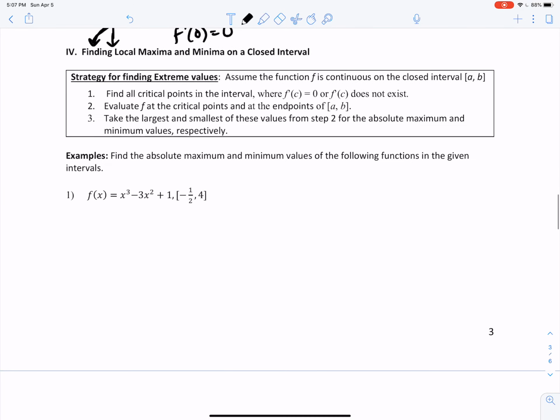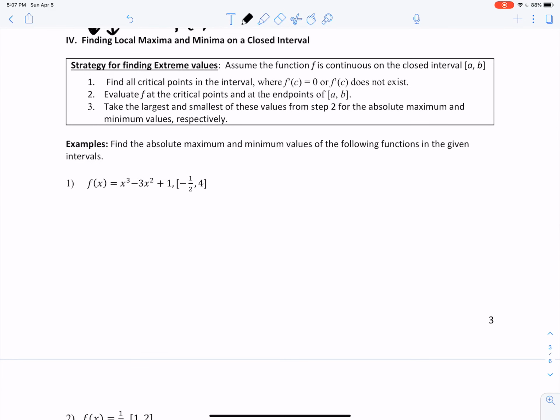Okay, so what is the strategy for finding our maximum and minimum on a closed interval? Well, the first thing is we assume that the function f is continuous on the closed interval [a, b]. Our first step is to find all critical points in the interval where f prime of c equals 0 or where f prime of c does not exist. Our second step is to evaluate f at those critical points and at the endpoints of [a, b]. Then step 3 is to take the largest and smallest of these values from step 2 for the absolute maximum and minimum values respectively. So let's do some examples.